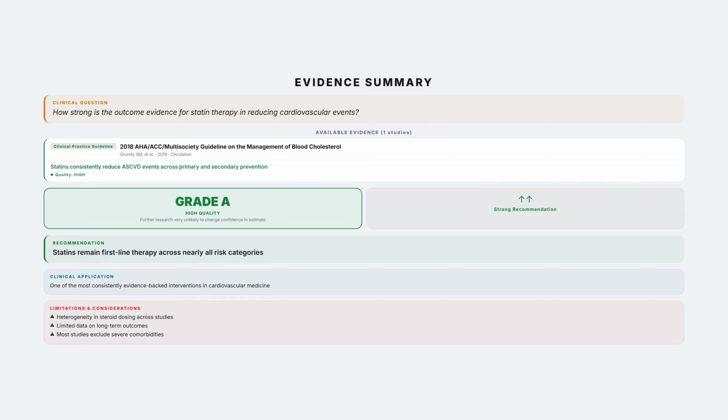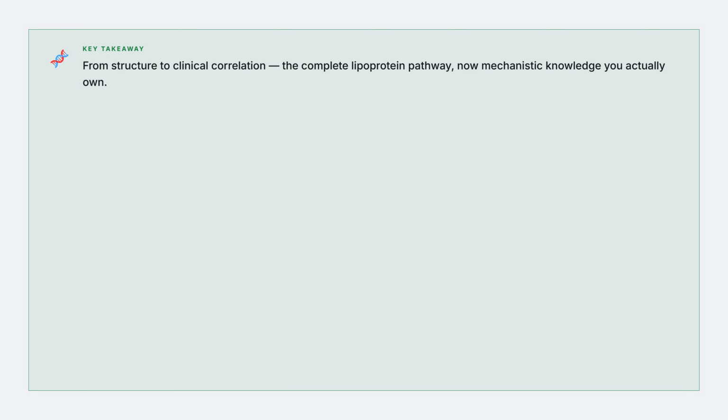Grading the evidence honestly one more time. Statin therapy for both primary and secondary prevention has some of the strongest, most consistent outcome trial evidence in all of clinical medicine. This isn't a marginal recommendation, it's one of pharmacology's clearest wins. Structure, apolipoproteins, the LDL pathway, reverse cholesterol transport, atherogenesis, lab measurement, clinical correlations, that's the complete lipoprotein story, and every piece of it is now testable knowledge you actually understand mechanistically.